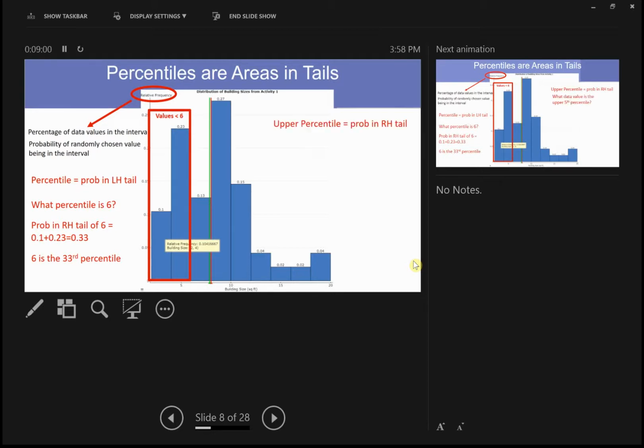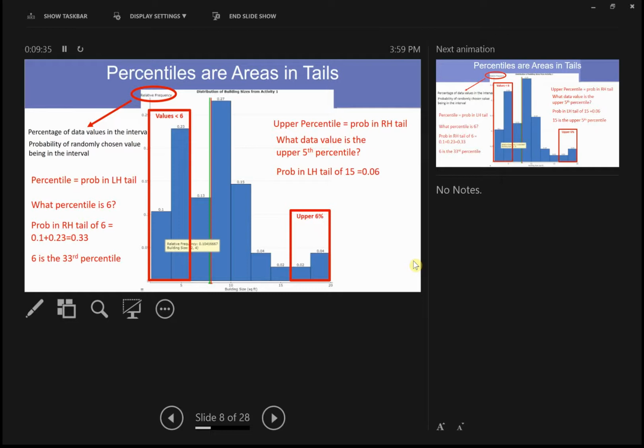So what if we want to talk about the upper percentile? Well, the upper percentile is going to be the probability in the right-hand tail, the upper tail. So if I now ask what data value is in the 5th percentile, notice that these two add up to roughly 6%. So I would figure out that 15 was the 6th percentile, so it's going to be close to the 5th percentile. That's the smallest data value that has 5% of the data values greater than it.